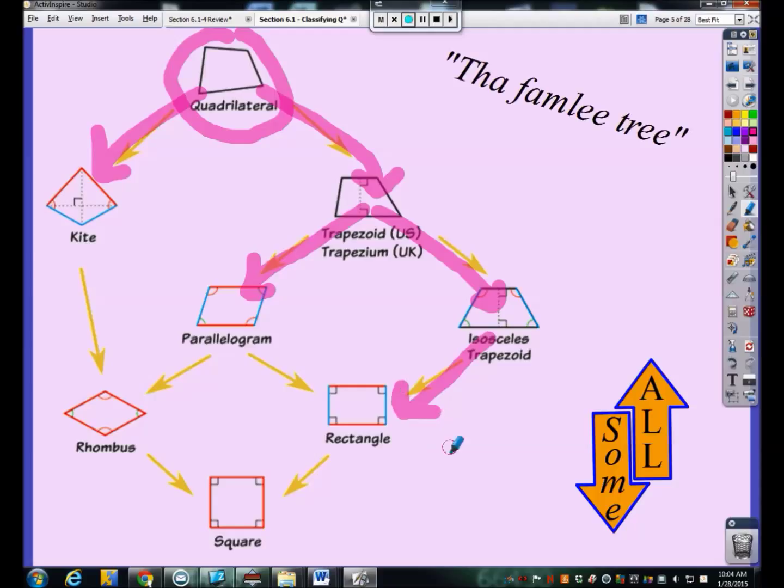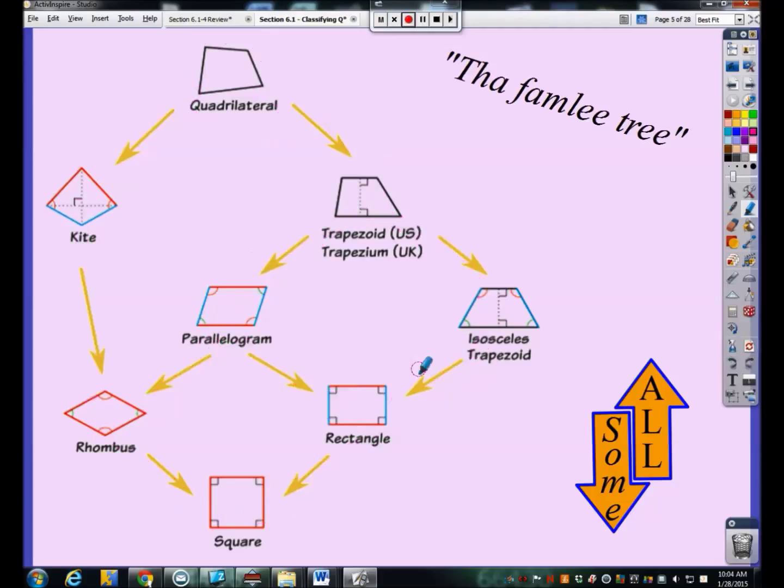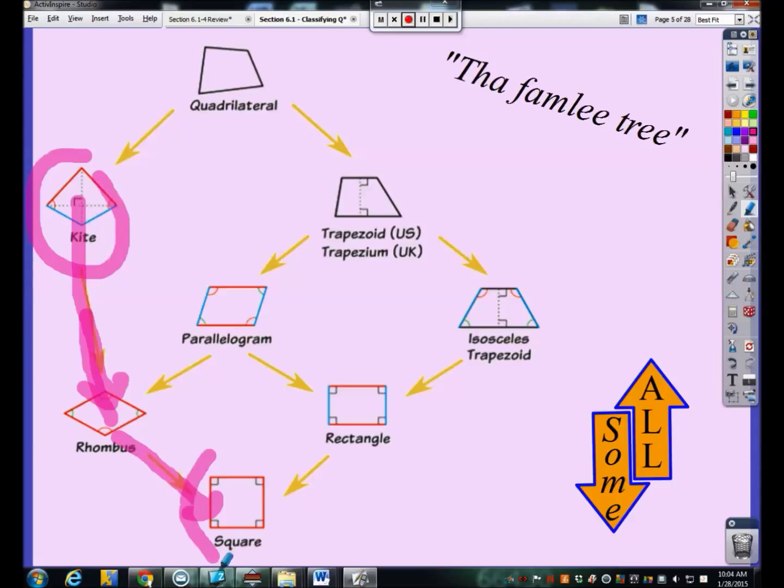Some isosceles trapezoids are rectangles. Some parallelograms are rectangles. Some parallelograms are rhombuses. Some kites are rhombuses. And some rhombuses are squares. And some rectangles are squares. Now, we could also use the transitive property with this at the same time. We could say that if some kites are rhombuses and some rhombuses are squares, then by the transitive property, some kites are squares.